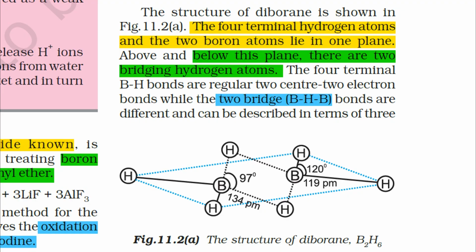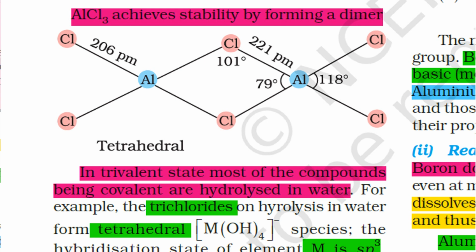Next paragraph is about the banana bond in B2H6. I told you 2 pages before that we will discuss the banana bond in diborane while we saw the AlCl3 structure. Here you can see that again. In this structure, there is a diamond shape in the center formed by 2 aluminium and 2 chlorine atoms, in which the bond length between aluminium and chlorine is 221 picometer. But in the normal case, outside of the diamond shape, the bond length between aluminium and chlorine is 206 picometer. So that's what we can see from this structure.